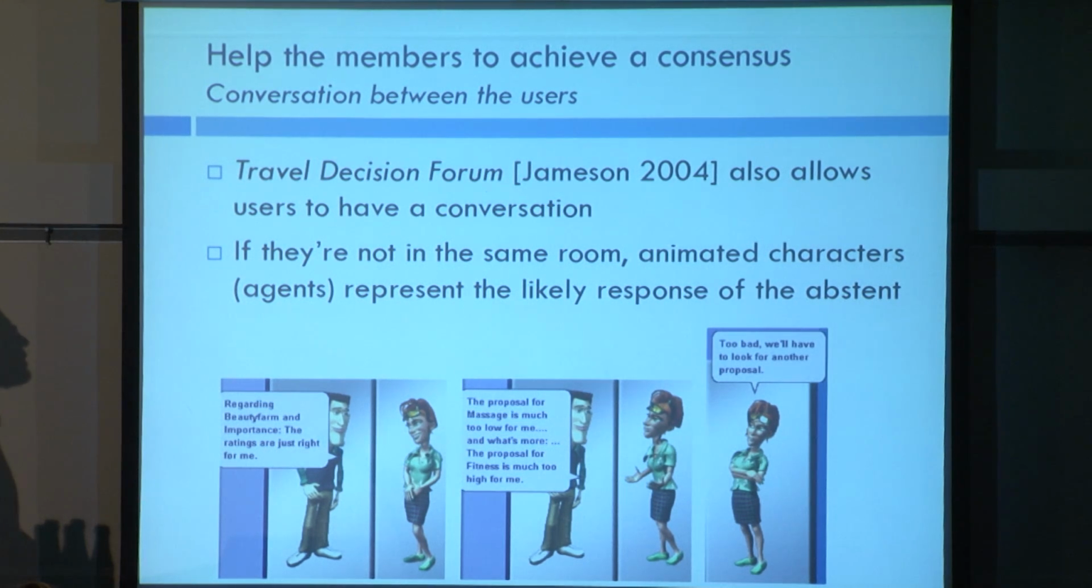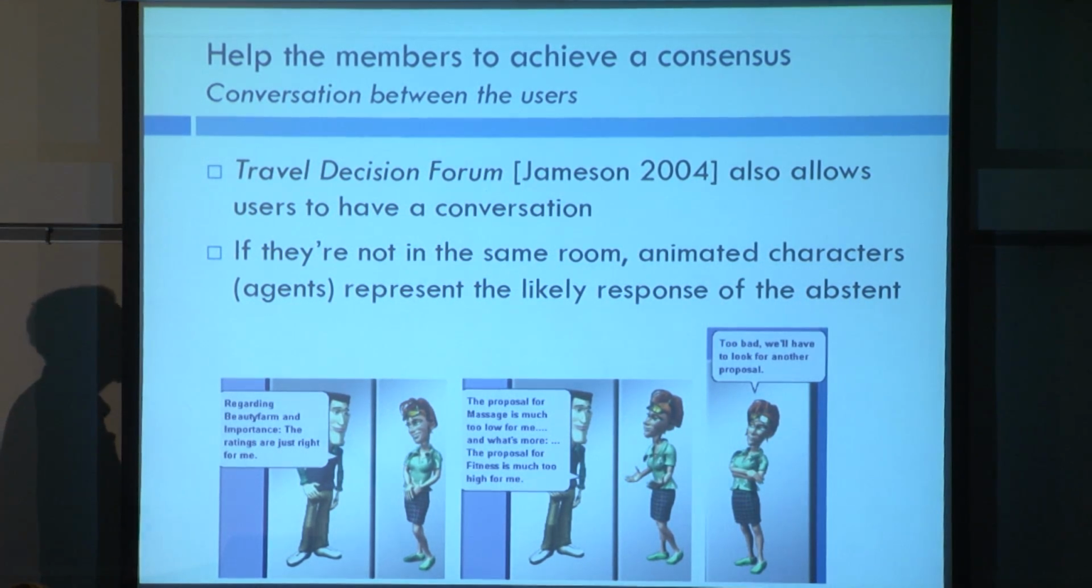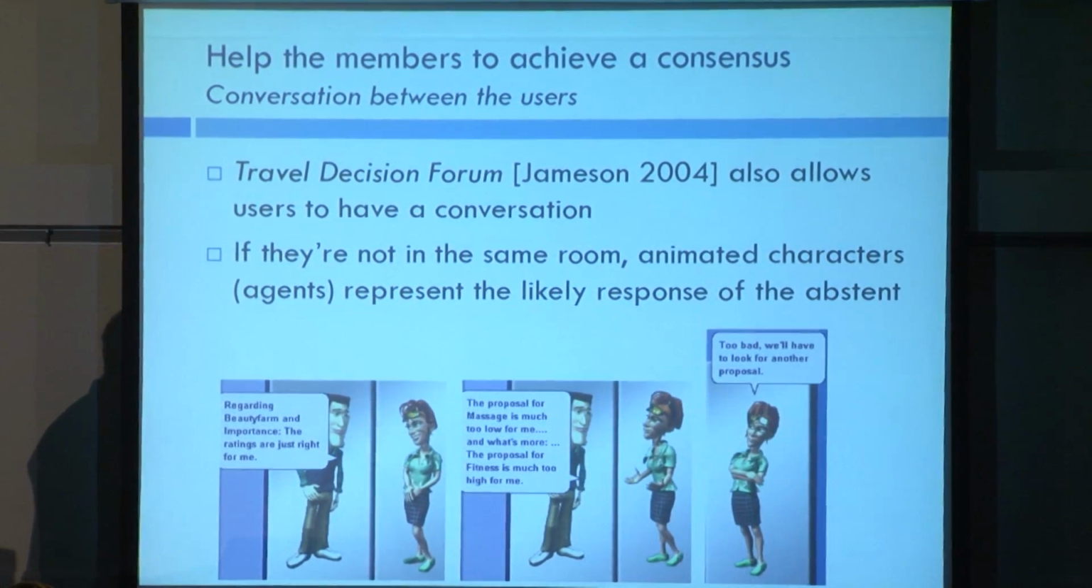So, for example, you have the user on the left, who says, regarding beauty farm and importance, the ratings are just too high for me. And then the proposal for massage is much too low for me, and what's more, the proposal for fitness is much too high. So in that sense, as you can see, the agents find in the end that they have to look for another proposal, because thanks to this discussion, the users cannot find an agreement.